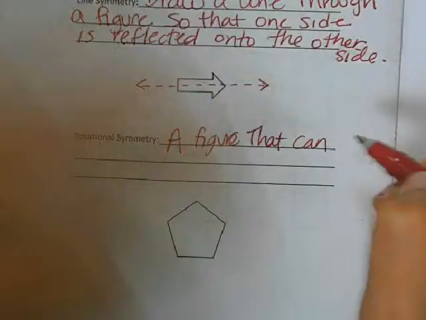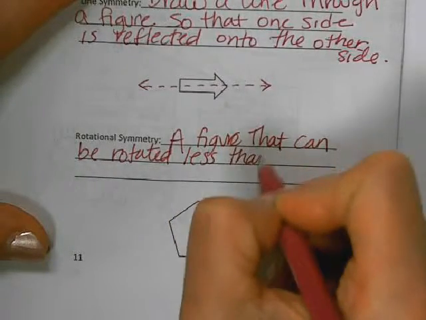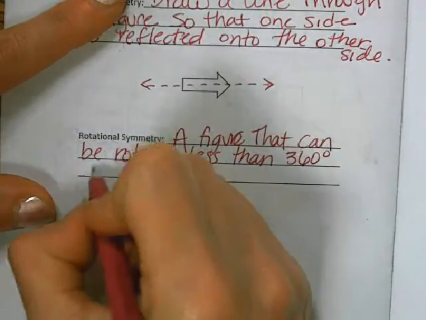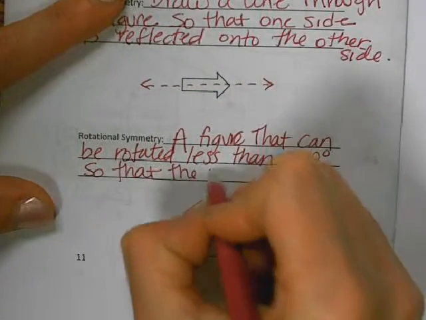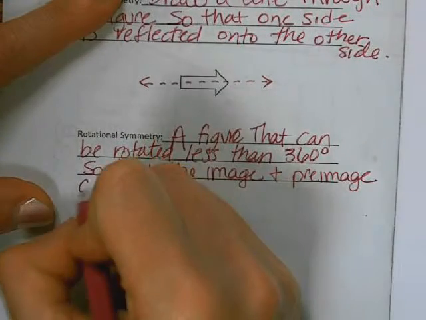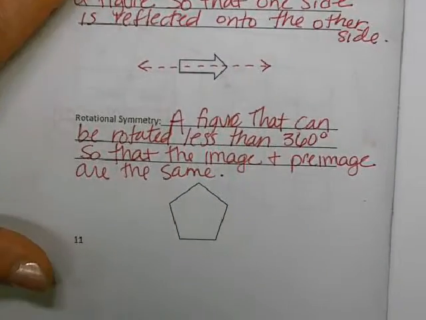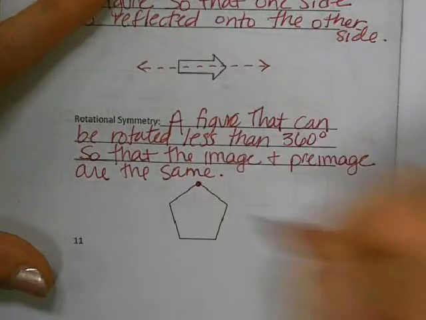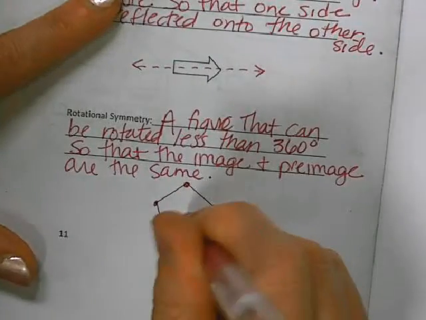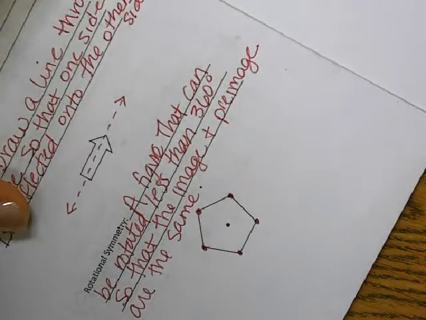Rotational symmetry is similar to line symmetry, but it's basically a figure that can be rotated less than an entire turn, like an entire circle, so less than 360 degrees, so that the image and pre-image are the same. Usually those figures look exactly the same all the way through, but in this case, if I put my pen in the middle and I rotated it 90 degrees like we learned in the rotations video, now it looks like the original image again.